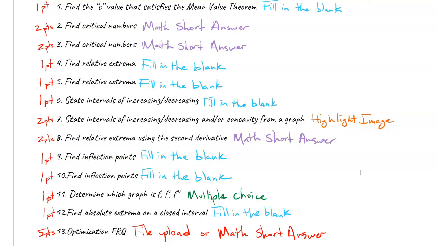Okay, so if you want to take a screenshot, up on the screen, those are the 13 questions and what's going to correspond with them. Like question number 1, find the C value that satisfies the mean value theorem. That's going to be a fill-in-the-blank answer. So your C value should be a number. That number is what you would type in. But the work for the whole mean value theorem and the corresponding answer that goes with it should all be written down on paper and uploaded at the end. So I just want to make sure you guys definitely understand that part.